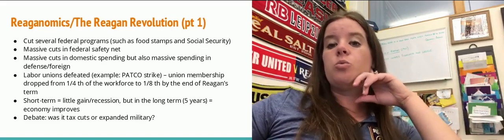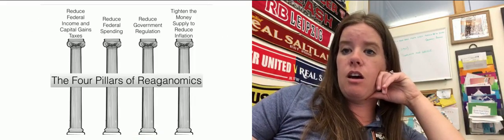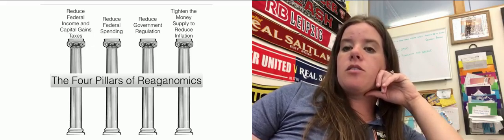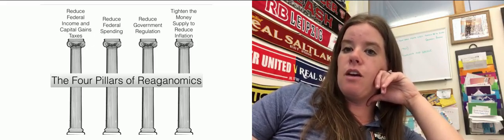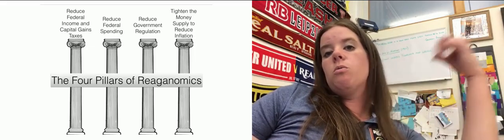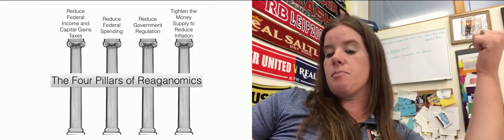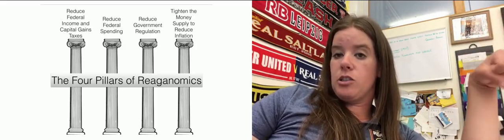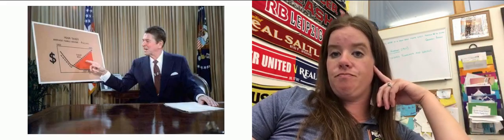Now, Ronald Reagan also really hated labor unions. So these are the major pillars of Reaganomics. Reduce federal income taxes, basically reduce all the taxes. Reduce federal spending. Reduce government regulation, which in theory will reduce inflation.